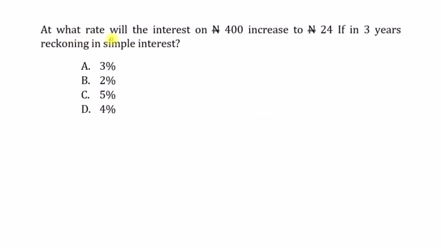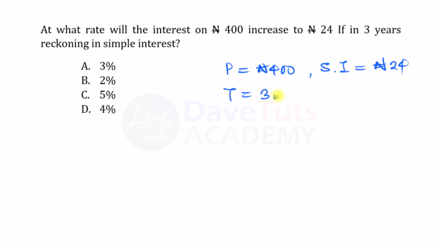In this question, we are being asked at what rate will the interest on 400, that means the principal itself, it's 400 naira, increase to 24 naira. So the interest, meaning the simple interest we are looking at, is nothing but 24 naira, and then the time that we're looking at is 3 years.